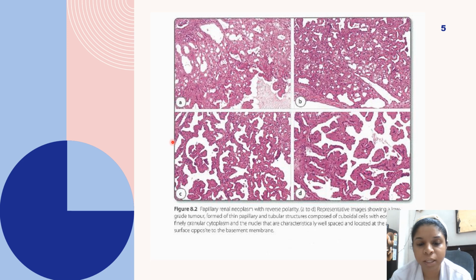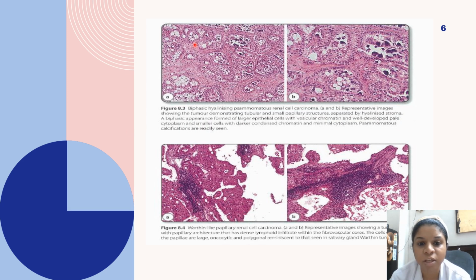So this is papillary renal neoplasm with reverse polarity. So why is it reverse polarity? Because the nucleus is usually seen ideally in the center or near to the basement membrane. Here what has happened is that the nucleus is going to the opposite part of the basement membrane, that is near to the luminal side. You can see it is blue color. So this is called reverse polarity because the nucleus is located away from the basement membrane. So this is papillary renal neoplasm with reverse polarity. It has recurrent KRAS mutation.